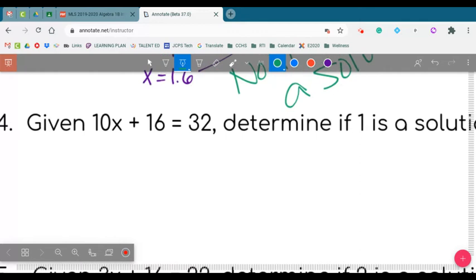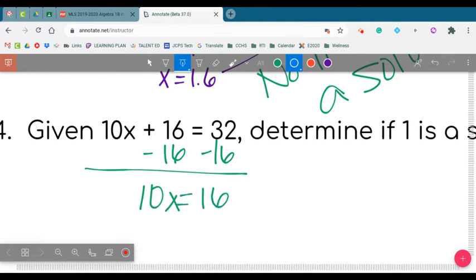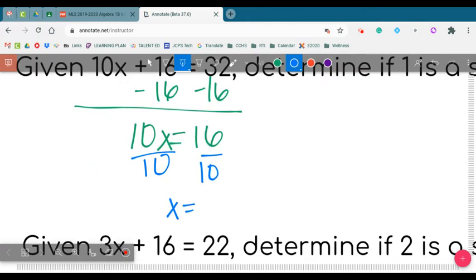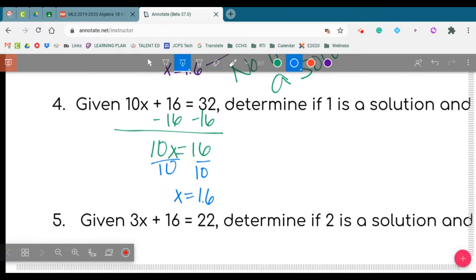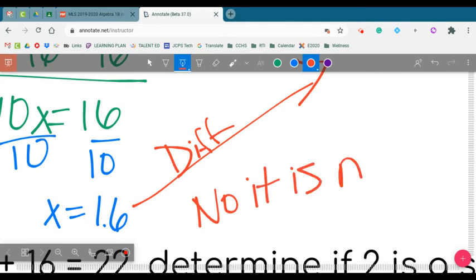Okay, next one. Determine if 1 is a solution. Subtract 16. 10x equals 16. Divide by 10. You get x equals 1.6. Is 1 a solution? No, because it is 1.6. Those are two different things. So those are still different. So you put no, it is not a solution.